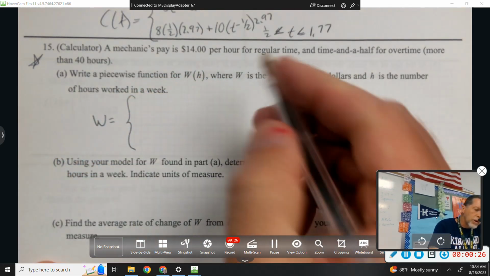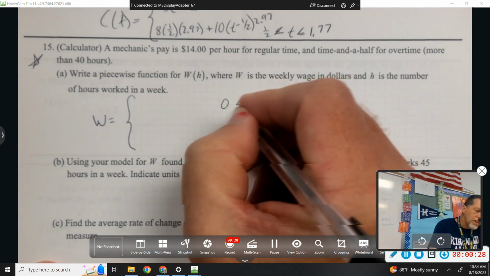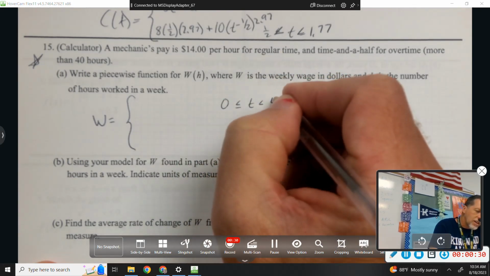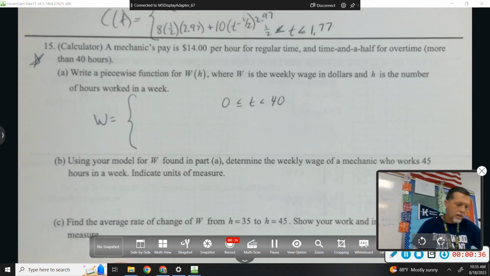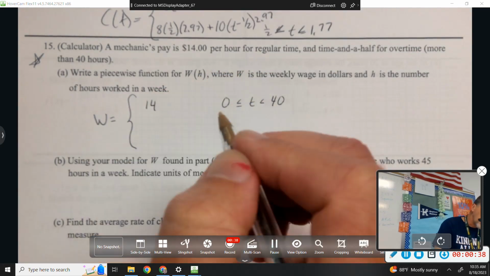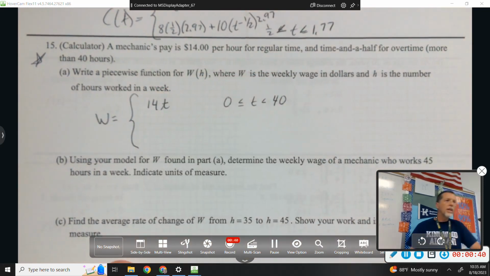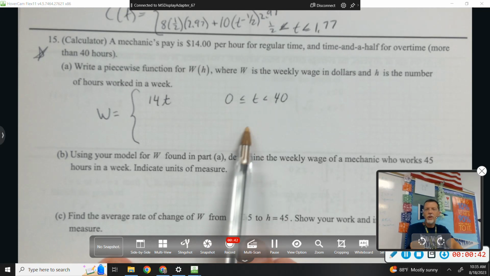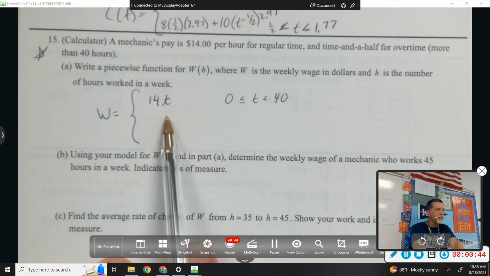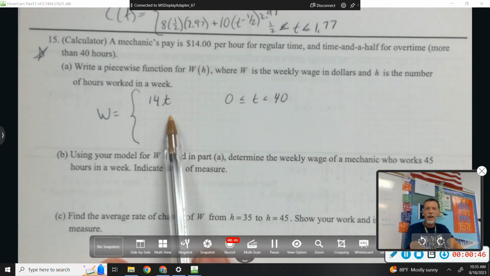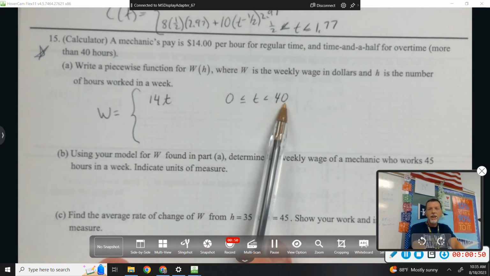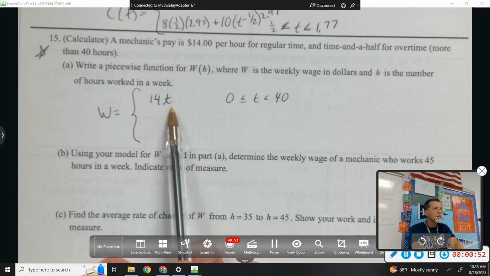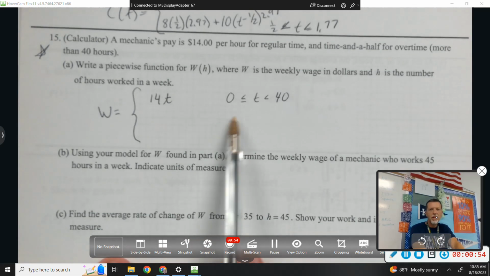So up to 40 hours, I can do that first. Up to 40 hours, the mechanic makes 14 per hour, so 14 times H. And you can kind of check these as you go. 14 times 0 is 0. That makes sense. If he hasn't worked any hours, he doesn't make any money. If he works 40 hours, he makes 14 times 40. Okay, that's not bad.